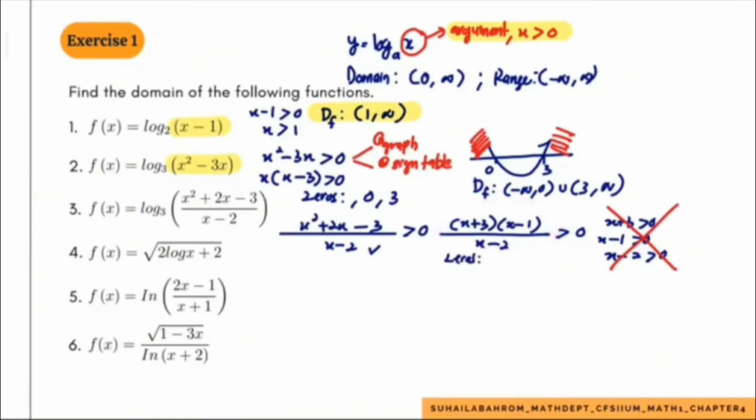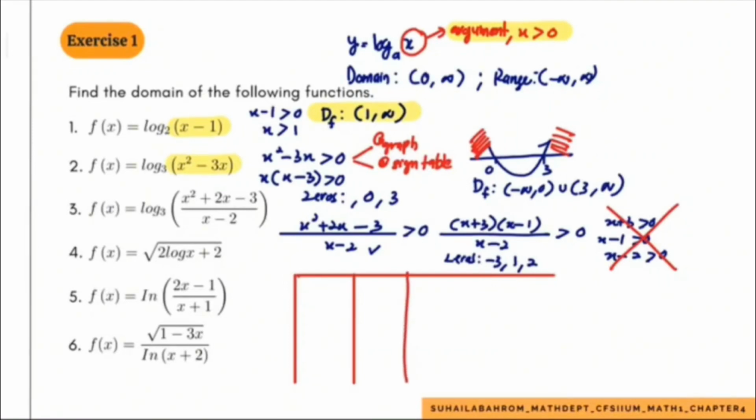So we have 3 zeros because we have 3 factors: negative 3 and 1 are the zeros in the numerator, and in the denominator we have a zero of 2. So we have 3 zeros here. What we have to do next, because it is in terms of a rational expression, the only way to solve this inequality is by using a sign table.